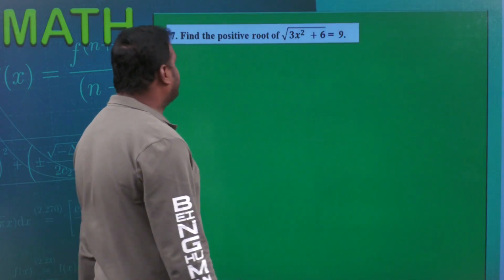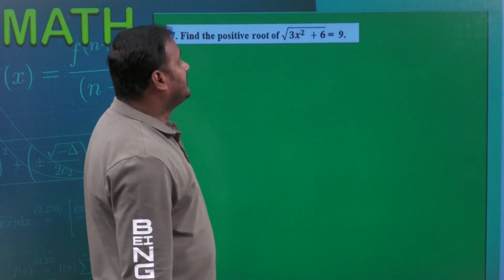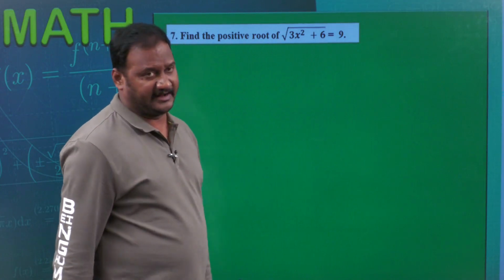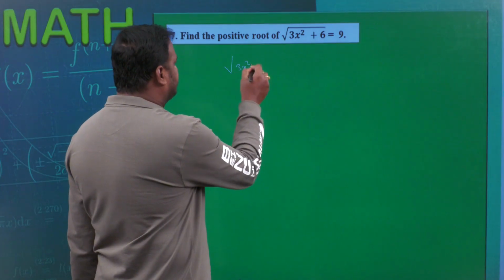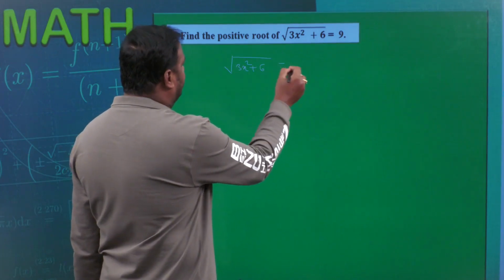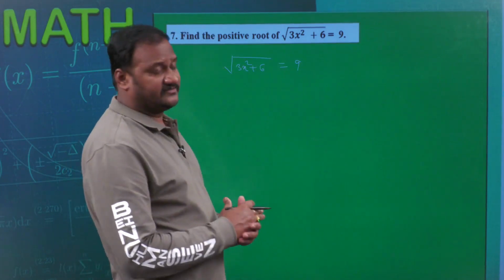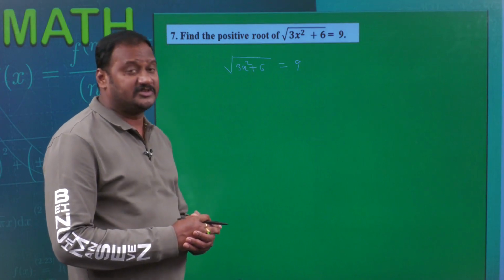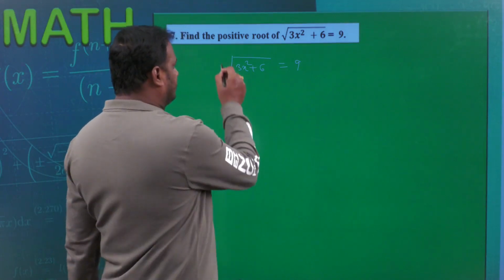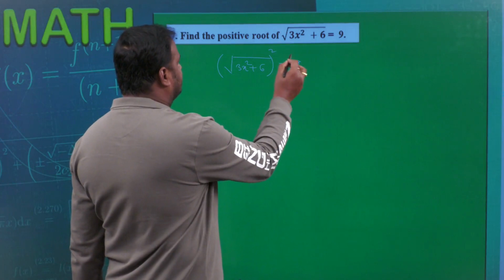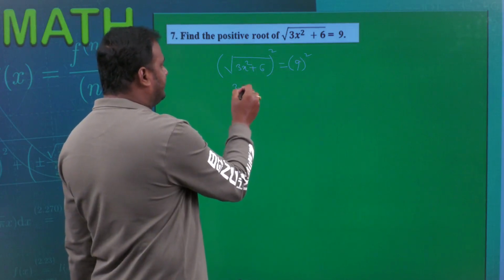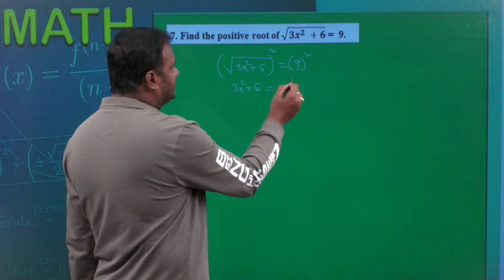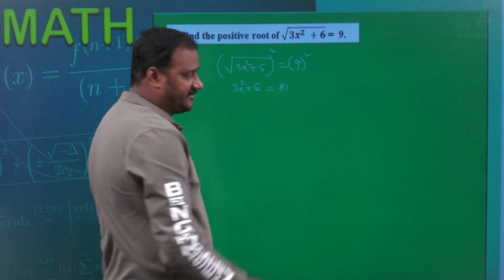Coming to the next one, find the positive root of root 3x square plus 6 is equal to 9. What do you mean by this positive root? Let us see. Root 3x square plus 6 is equal to 9. In order to simplify, first you need to remove the square root. To remove the square root, you will have to square it on both the sides. Right? So square root cancels, remaining 3x square plus 6 is equal to 9 square equal to 81.